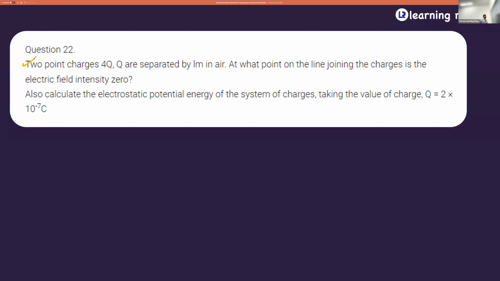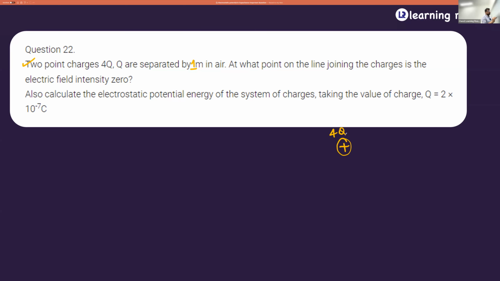So the question says two point charges 4q and q are separated by 1 meter in air. At what point on the line joining the charges is the electric field intensity 0? That is the first part of the question. The second part is also to calculate the electrostatic potential energy of the system of charges, taking the value of the charge to be 2 into 10 power minus 7 coulomb. Okay, so let's do the first part of the question.